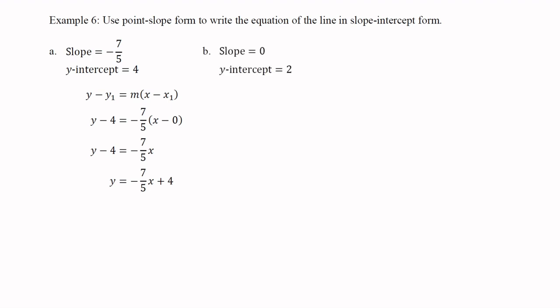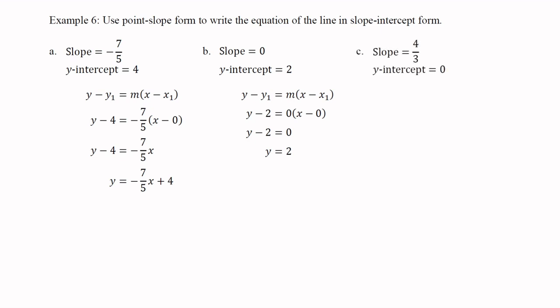For the second example of this set, we have a slope of 0 and a y-intercept of 2. So if we use point-slope form, remember the y-intercept gives us the point (0, 2), and the slope is also 0. And when we distribute the 0 to what's in parentheses, we end up with 0 on the right-hand side, and when we add 2, we get y equals 0, or I should say y equals 2.